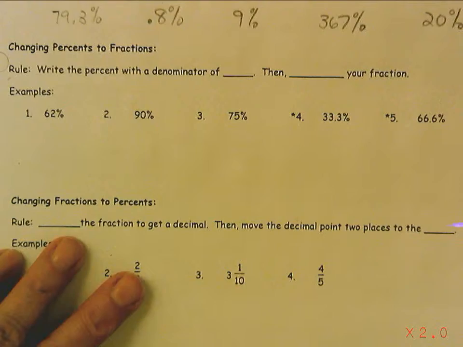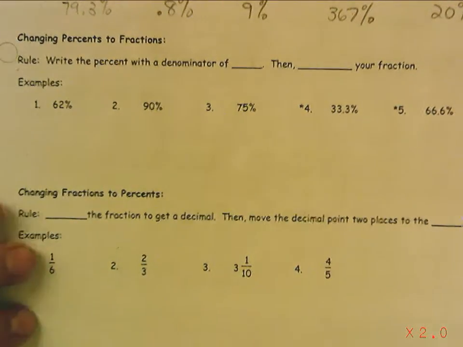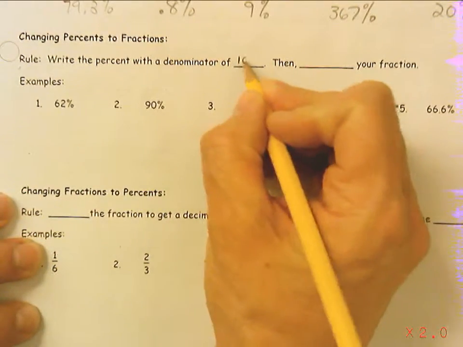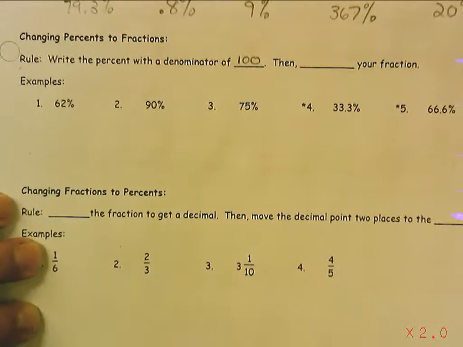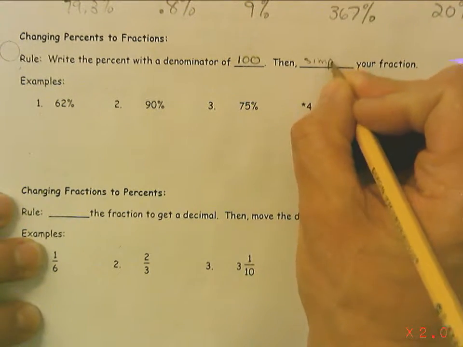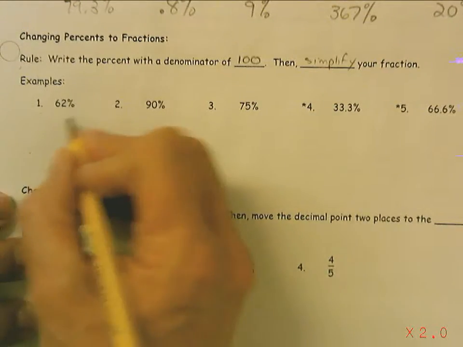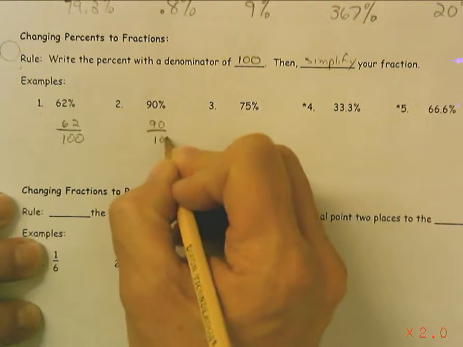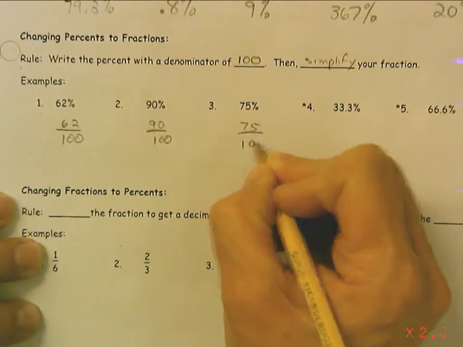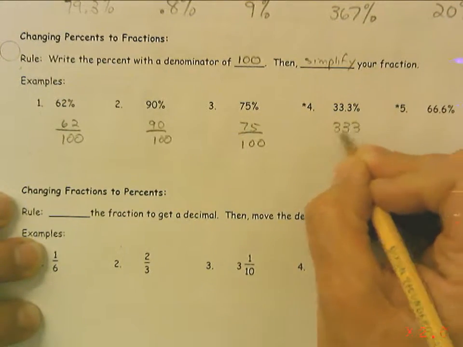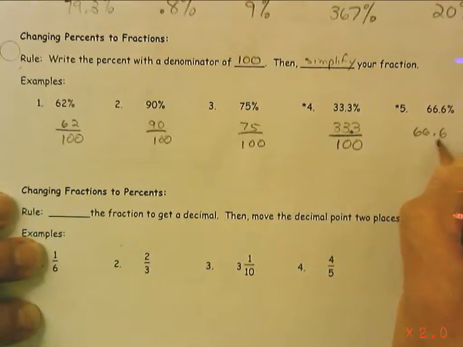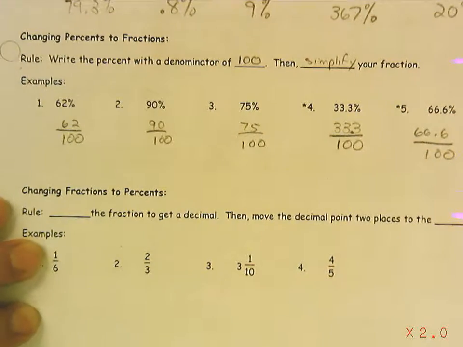And now, let's change percents to fractions. Well, this is easy because percent means per 100. So we write the percent with a denominator of 100, and then we simplify our fraction. So 62% means 62 per 100. 90% means 90 per 100. 75% means 75 per 100. This is 33.3 per 100. And 66.6 per 100.